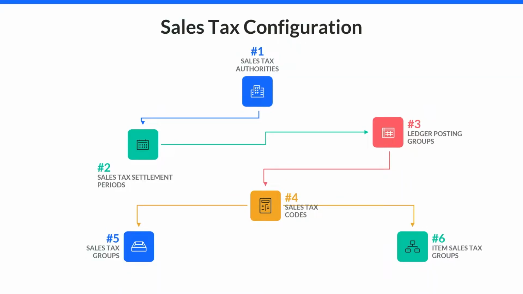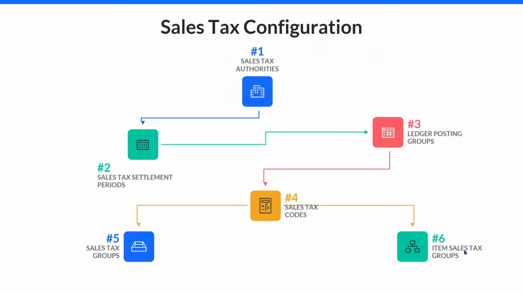Lastly, you will take those sales tax codes that we created in step number 4, and you will add them to two groups. The first group is the sales tax group. And the sales tax group is a way to classify your customers. An example of this would be a customer that gets taxed at the full rate, or maybe they are exempt.